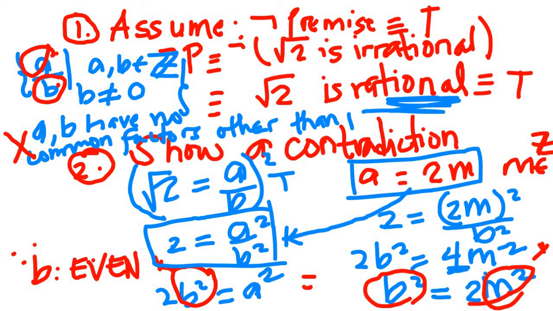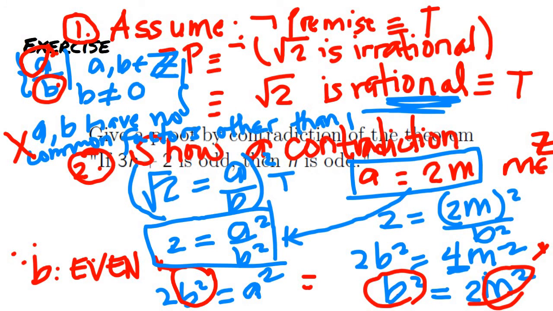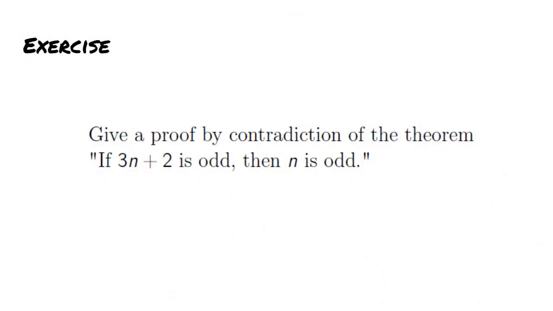So for the next meeting, we have an exercise: give a proof by contradiction of the following theorem. If 3n plus 2 is odd, then n is also odd. That's it.